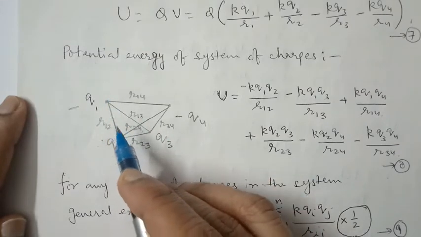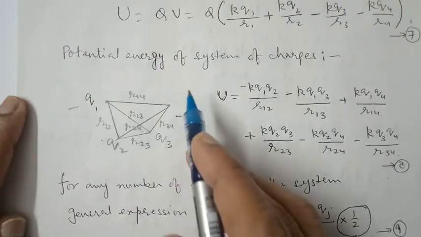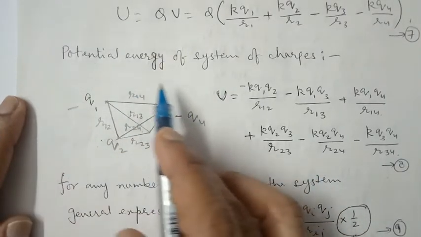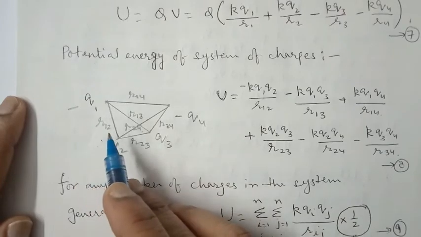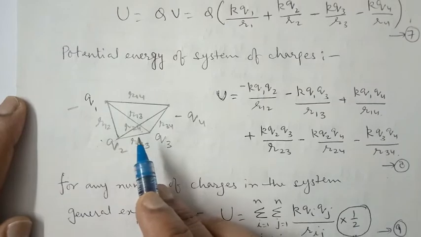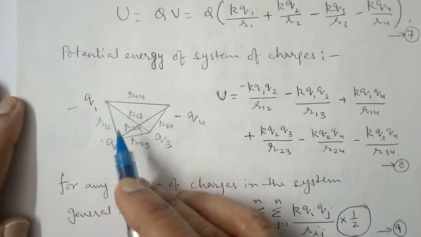That will store certain energy. Similarly, this one and this one also. That means if we talk about the whole system, then it will be the whole of the energy possessed by individual charges due to some other's field. So now I have to consider all the pairs.